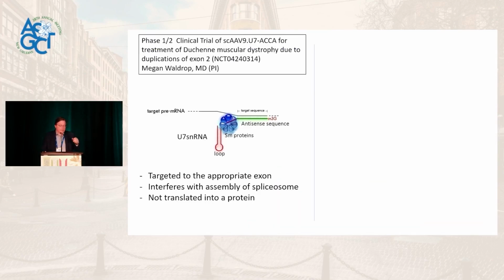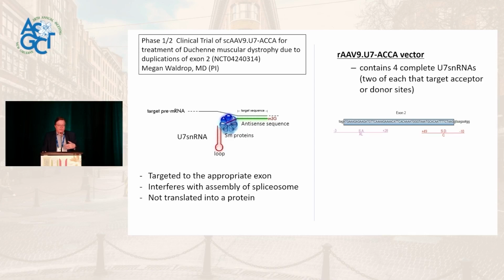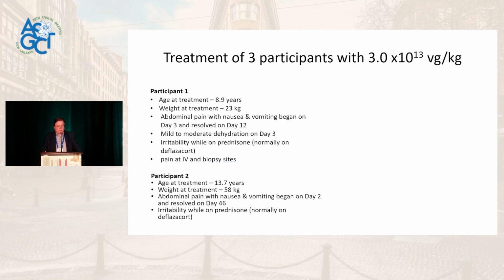We took this to a trial using a vectorized system where we used the U7 small nuclear RNA, which encodes a gene that normally is involved in histone gene splicing, and we repurposed it with an antisense sequence directed toward our exon 2. And we made a vector with 4 copies of this in it, and published all the sort of off-target data and so on.